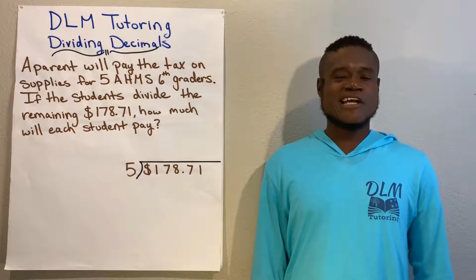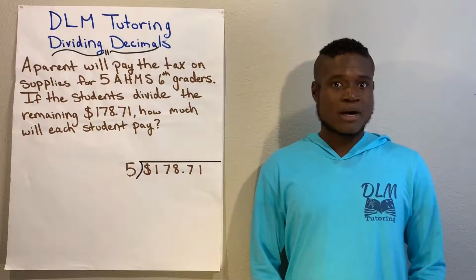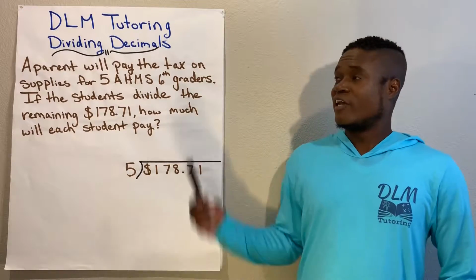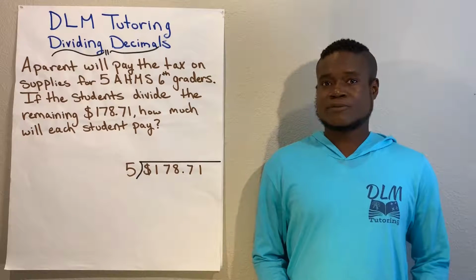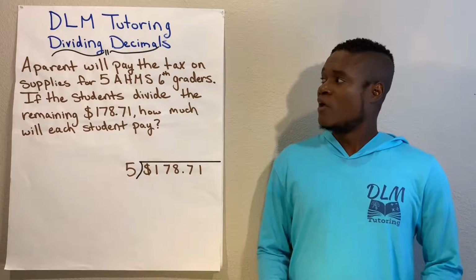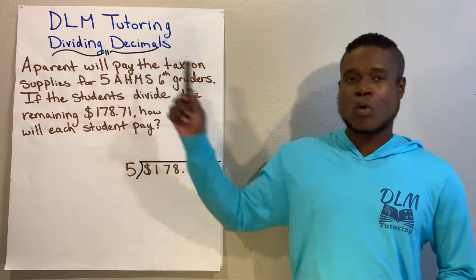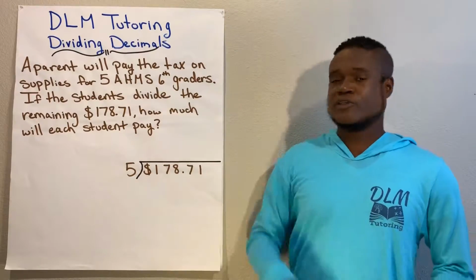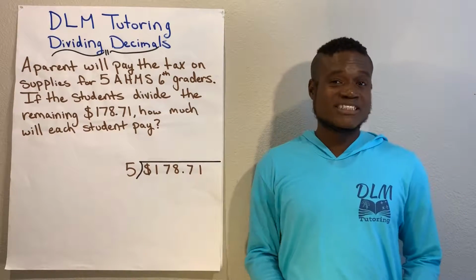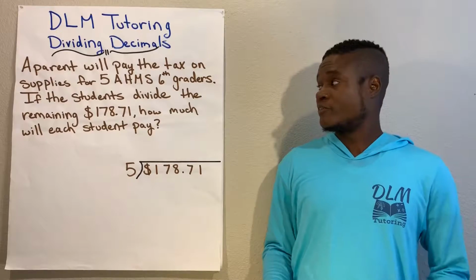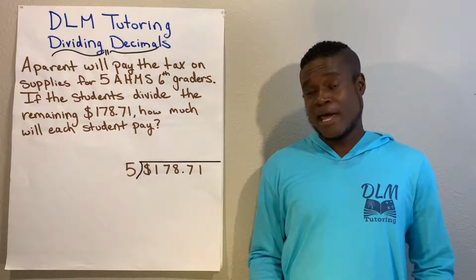I'm Justin, and today we're going to be finishing our series looking at the supply list for Aurora Hills Middle Schoolers. Today, we're going to be learning about how to divide decimals by whole numbers. Let's look at our question. A parent will pay the tax on supplies for 5 Aurora Hills Middle School 6th graders. If the students divide the remaining $178.71 among themselves, how much will each student pay?